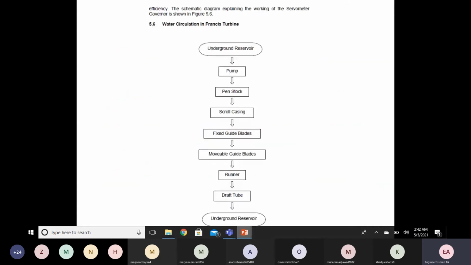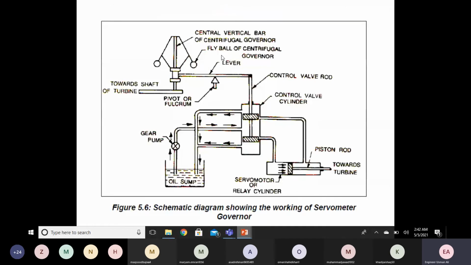Governor is a machine actually. Let me explain this schematic diagram of the governor. You can see on one side it is connected with the turbine. So this will control the movement of the movable guide blade. There is a piston, there is a piston rod. If the piston moves towards the right, it will close the guide blade, and if it moves towards the left, it will open the guide blade. So because of the movement of the piston, accordingly, the guide blade opening will be decreased or increased, and accordingly the flow through the runner will be increased or decreased.